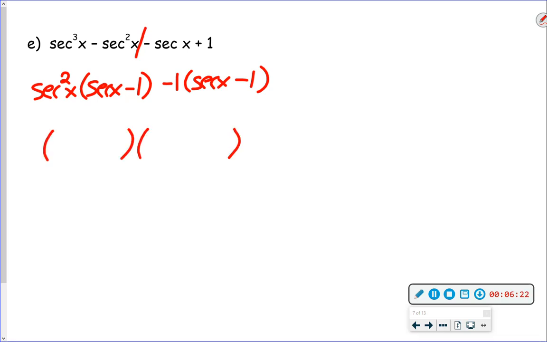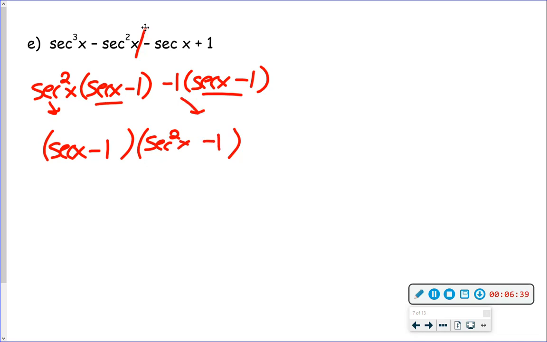So, final factors. One of the factors is your matching set of parentheses, so I don't care which one of these we fill in. I'm going to do the first one. This is my secant x minus 1. And then the other factor is your GCFs, which was secant squared, and then the -1. So I did the factoring.